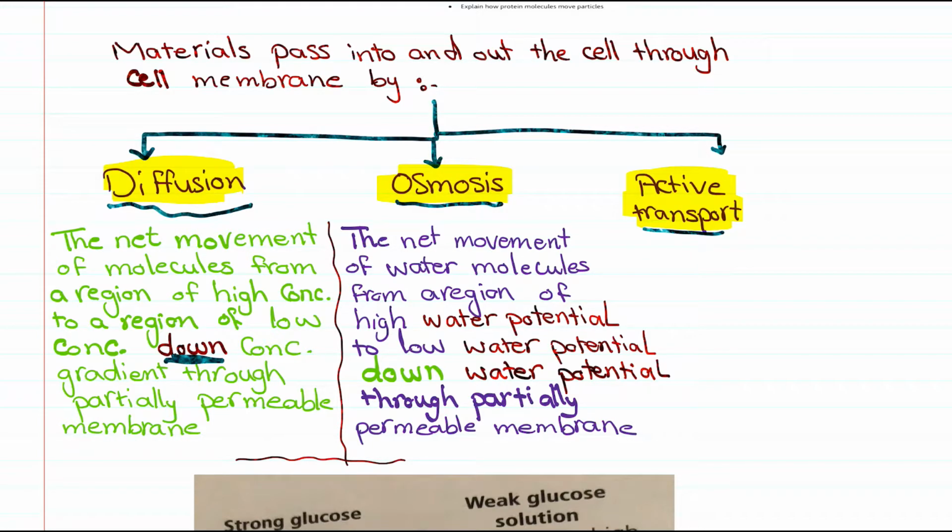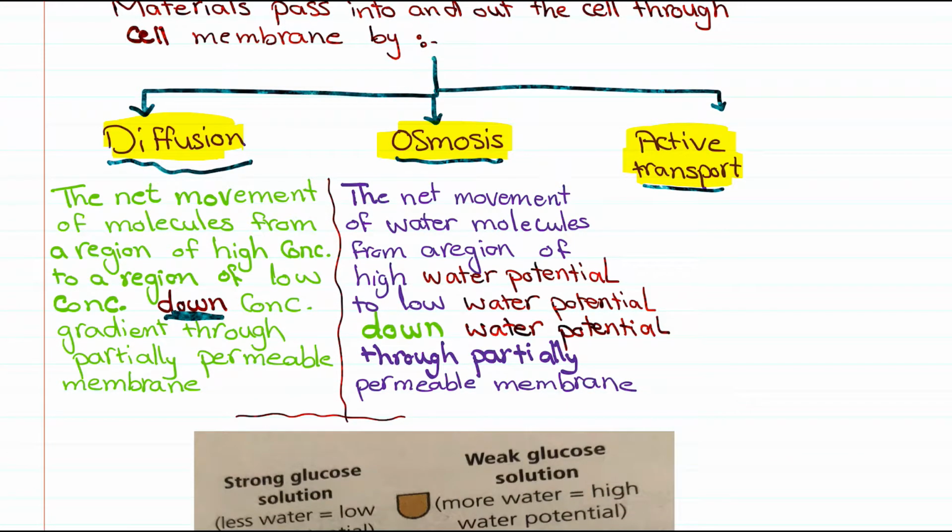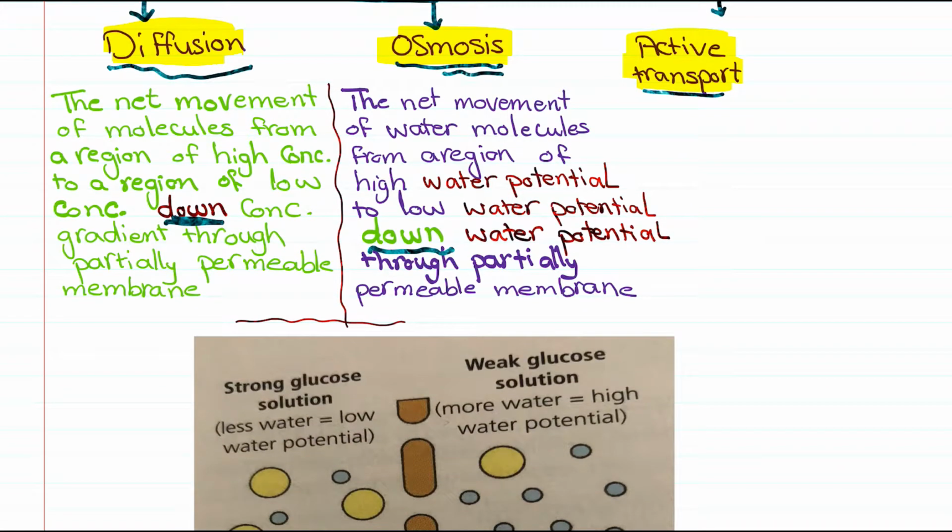But water molecules are completely different. The diffusion of water molecules is called osmosis. Osmosis is defined as the net movement of water molecules, so here we are talking only about water molecules, from a region of high water potential. We cannot say concentration in the case of water, so it's better to write water potential. It means the number of water molecules in the solution. So it is from high water potential to low water potential, down the water potential gradient, through a partially permeable membrane.